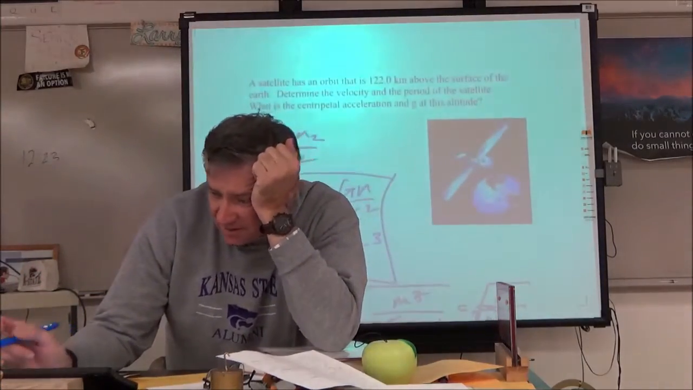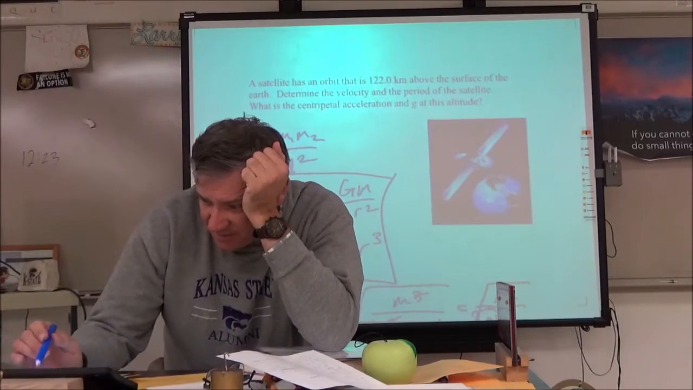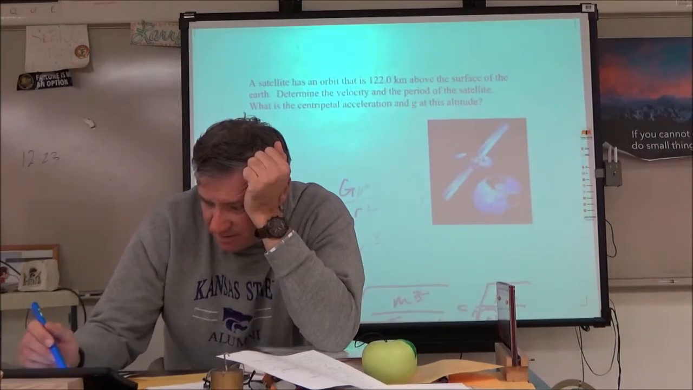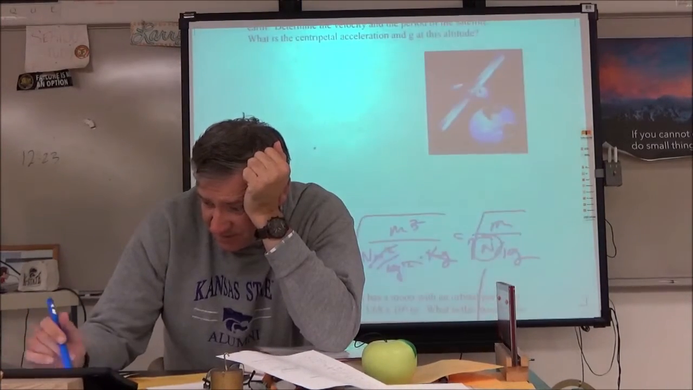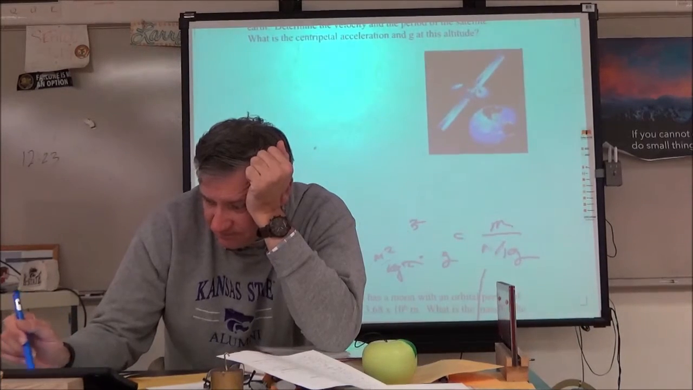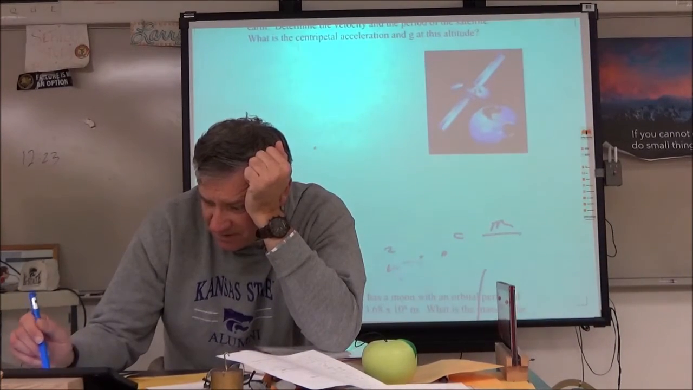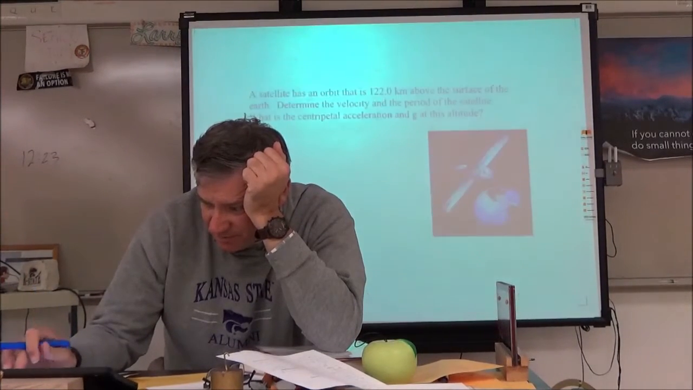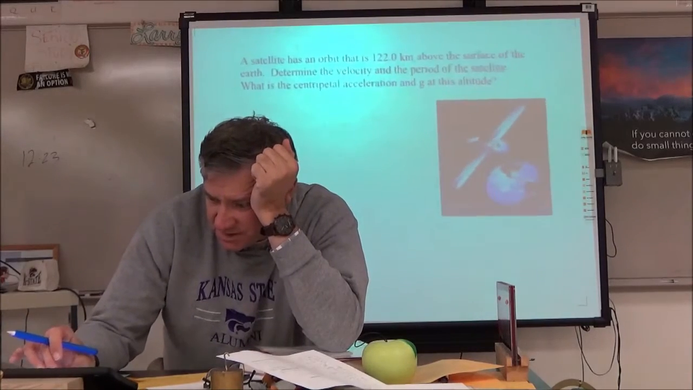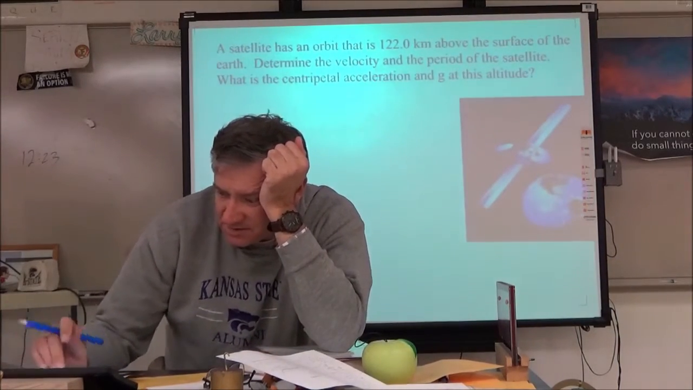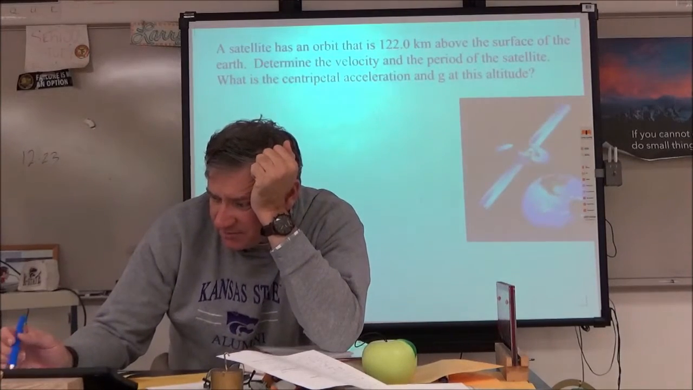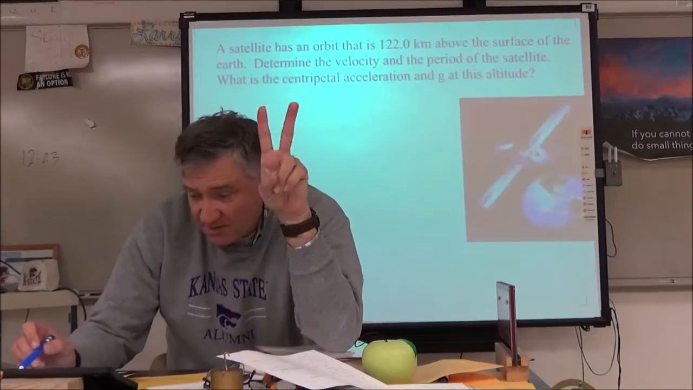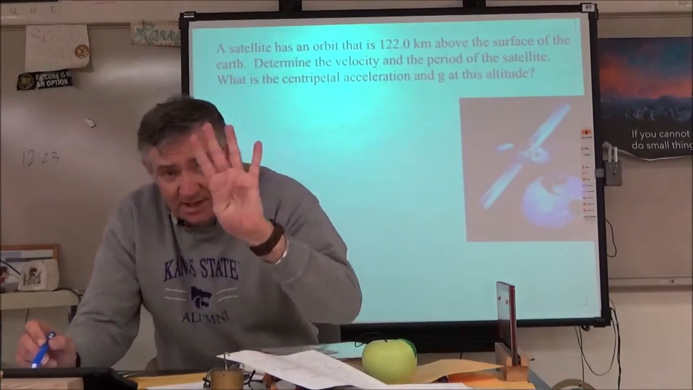So, with that said, let's say hypothetically that I gave you this problem here on the test. Hold on, let me get rid of all this. Okay? And there's problems like this on the assignment. Just make sure everybody's cool with what we want here. So here's your setup. We've got a satellite 122 kilometers above the surface of the Earth. And I want to determine the velocity, the orbital period, the centripetal acceleration, and little g.